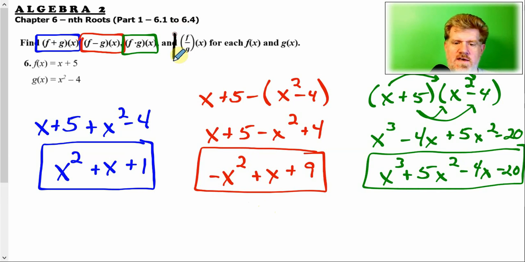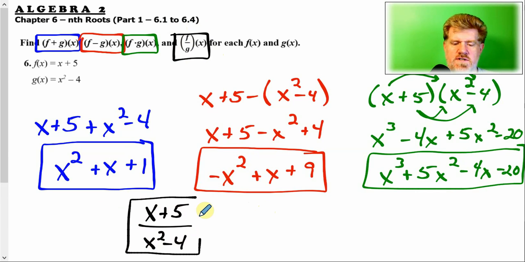Lastly, I have f divided by g. So here's f, here's g. There's nothing I could do to make it any simpler. There it is. F plus g, f minus g, f times g, f divided by g. Okay?